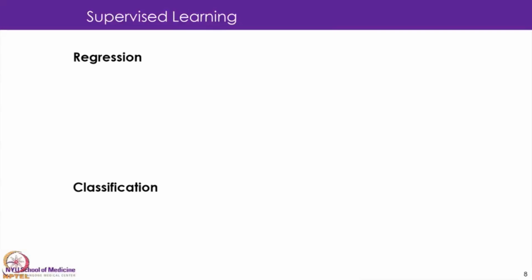Let's look a little bit more at the details of supervised learning. As Mani already mentioned, we have two main things: one is regression, the other one is classification. What supervised learning is, we have a very general model with lots of parameters.